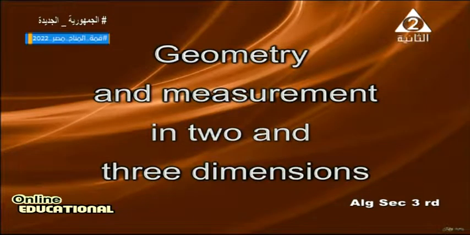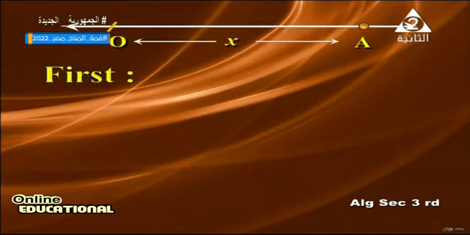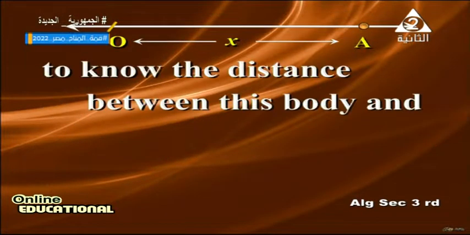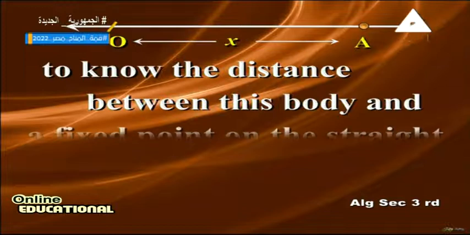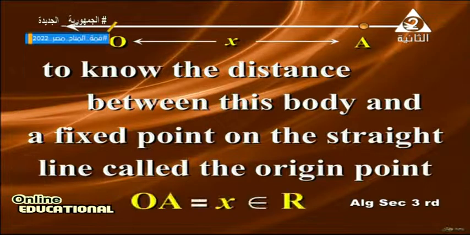Dear student, the three-dimension orthogonal coordinate plane. First, to determine the position of a body on a straight line, it is necessary to know the distance between the body and a fixed point on the line, called the origin point. OA equals x, distance belongs to R.